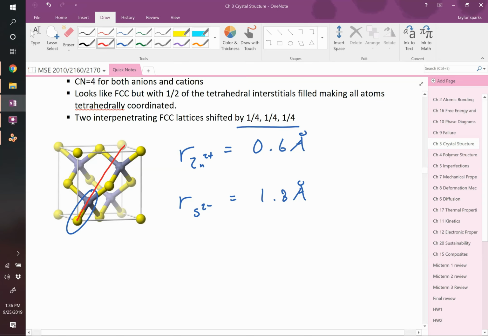That's root 3 times a, right? That would be root 3 times a. We figured that out last class. Here, we're not going that entire distance, though. We're going that distance divided by 4. We're only going a quarter of the way, okay, in this structure. And that distance needs to be equal to the radius of our cation plus the radius of our anion. Are there any questions on that derivation, on how we got to that?